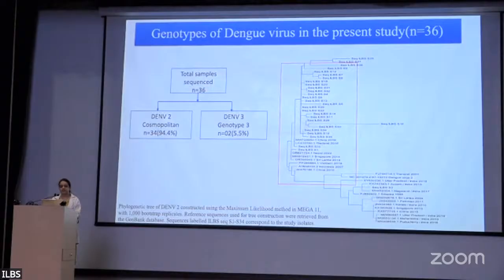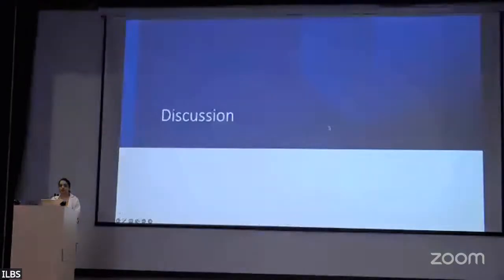Now coming on to the genotypes of dengue virus in our present study. A total of 36 samples were sequenced using Sanger sequencing, out of which the majority of the genotypes are cosmopolitan, and only 2 samples belong to genotype 3 of the dengue 3 serotype. On looking at the genetic diversity of the dengue 2 virus, we tried to construct a phylogenetic tree to understand its evolution, and all our isolates were clustered together, showing that they're genetically related with several isolates from other Southeast Asian countries, including Nepal, Singapore, Vietnam, Thailand, Indonesia.